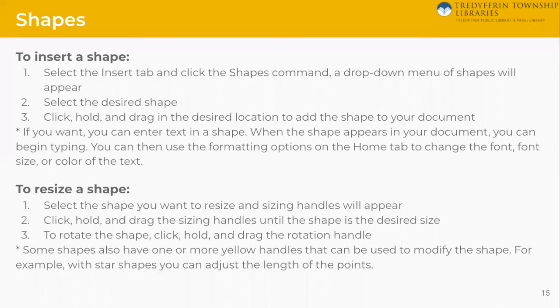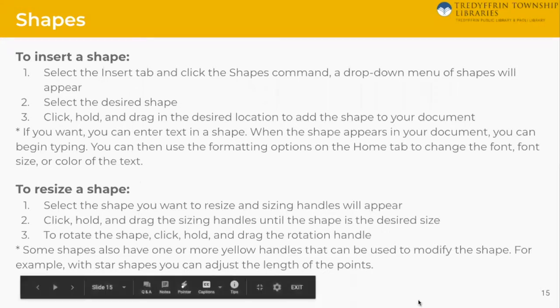To resize a shape, you select the shape you want to resize and the sizing handles will appear. You click, hold, and drag the sizing handles either on the corners or the sides until the shape is the desired size. To rotate the shape, you click, hold, and drag the rotation handle. It'll always be at the top once you drop in a shape. It sticks out a little bit further than the resizing handles, and it is a circle arrow. It's almost a complete circle, but the arrow is in the middle. And then you just click and then move it in a circle to rotate it. And I can show you what that looks like. It's kind of hard to explain.